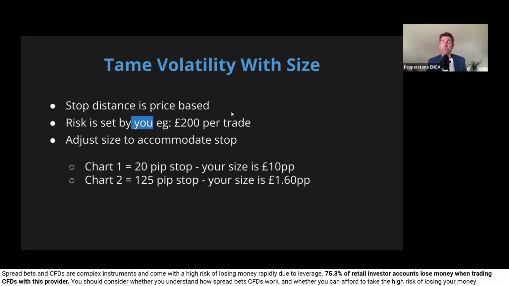So if you're risking, say, £200 per trade, let's say, you just adjust the size to accommodate the stop. So in chart one, that I'm not going to go back to, the 20 pip stop, your size would be £10 a point, you're risking 20 pips, £200. Now, if you go to 125 pips, your size is going to have to reduce massively to accommodate that. So you can tame volatility with size.